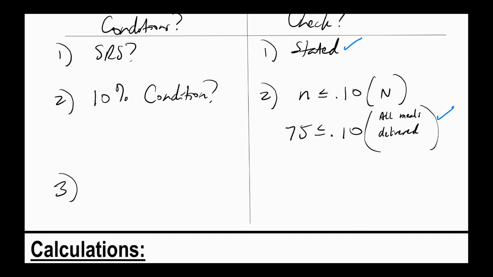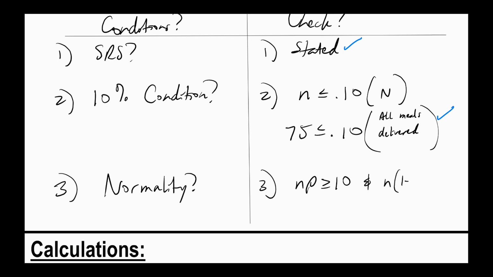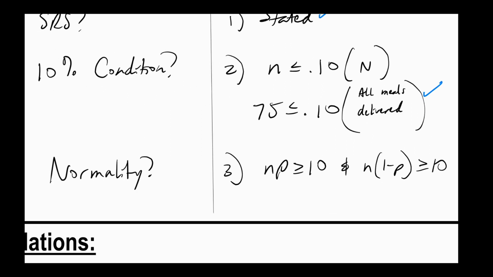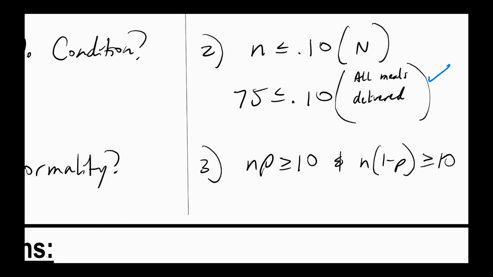The last one is normality. Since it's proportions, we say n times p has to be greater than or equal to 10, and n times 1 minus p has to be greater than or equal to 10. We don't have p. Yeah, that's a good point. So what are we going to use instead? Take a wild guess. p hat. All we have is p hat, so that's what we got to use.